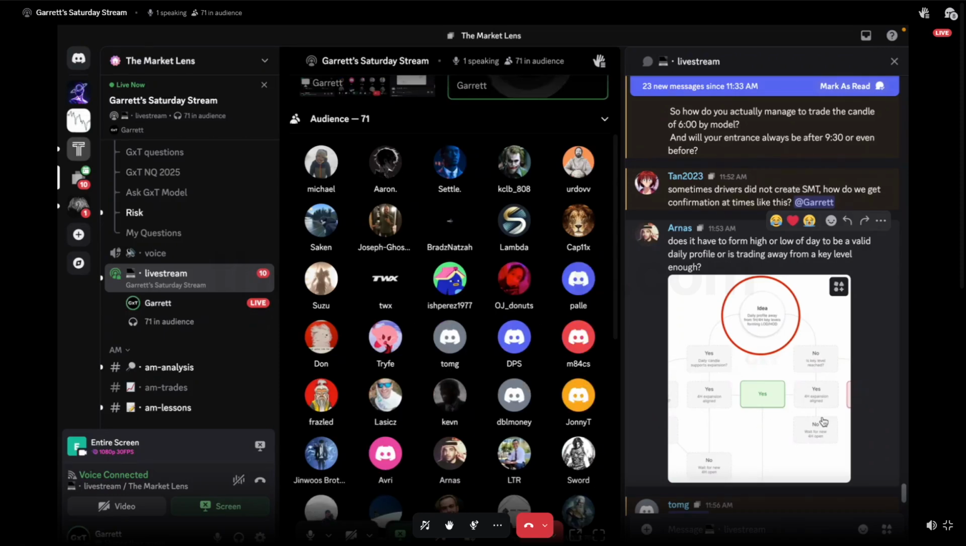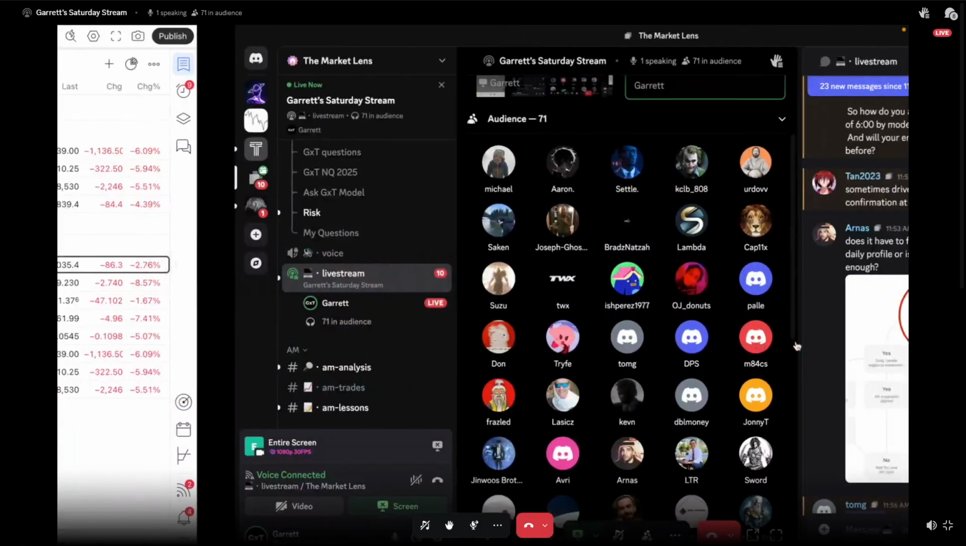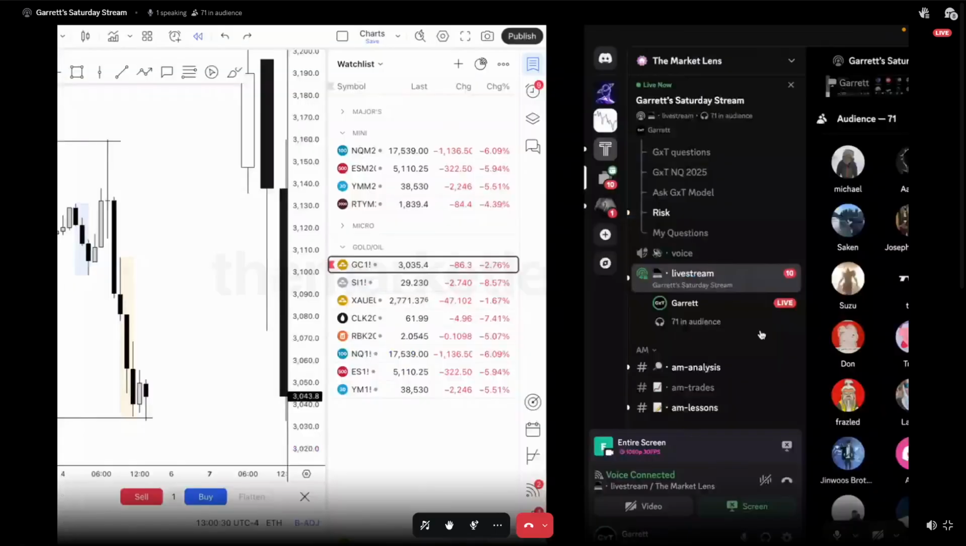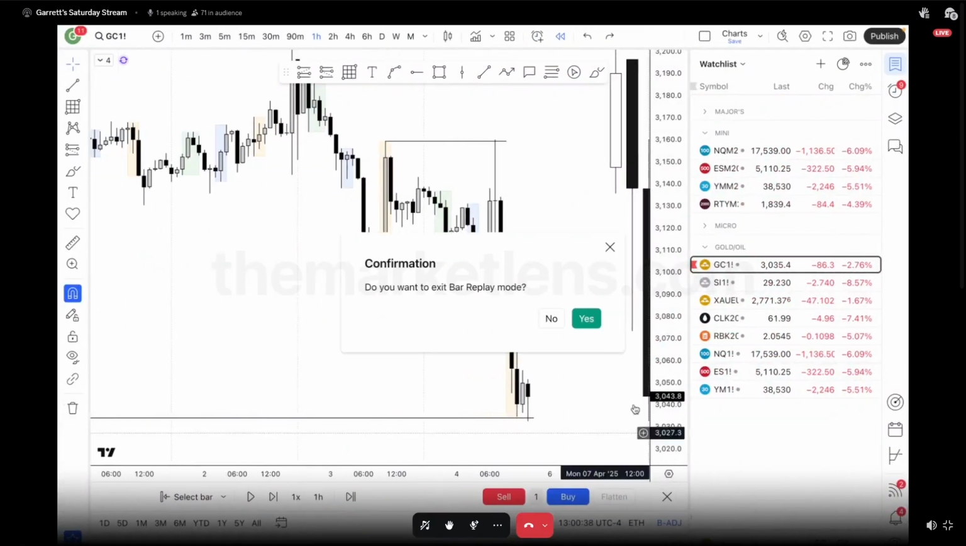Does it have to form a higher low of the day to be a valid daily profile? Or is trading away from a key level enough? So yeah, trading away from a key level is enough. When you're trading away from something, that key level doesn't have to form the higher low of the day. You can just be trading in continuation away from the higher low of the day. So I'm going to show you an example of that.